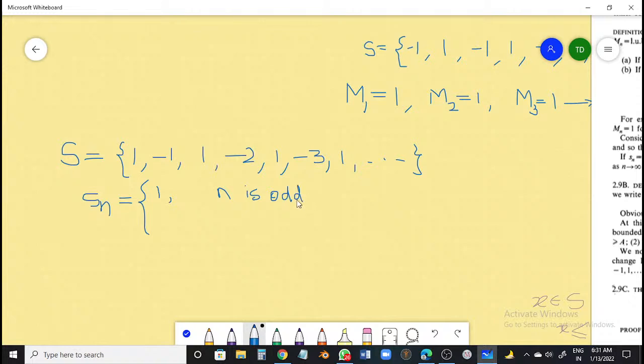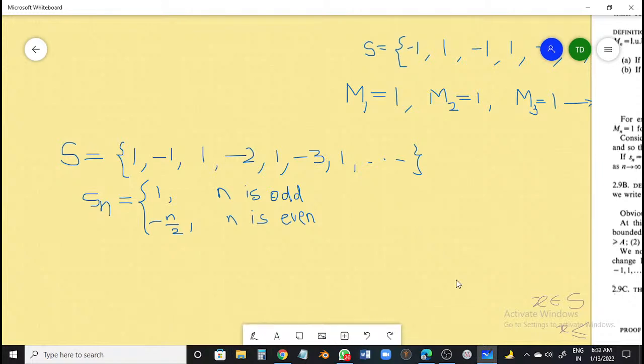And what about the other terms? The second term's value is minus 1. The fourth term's value is minus 2. The sixth term's value is minus 3. The eighth term will be minus 4. So if n is even, we find the value is half of n but negated. So the value is minus n by 2. So this is the sequence we have to take care of.